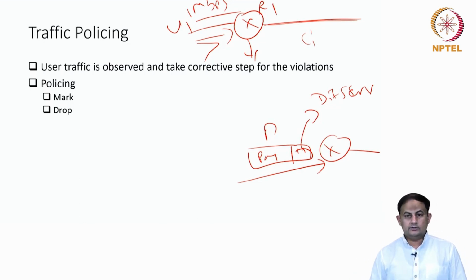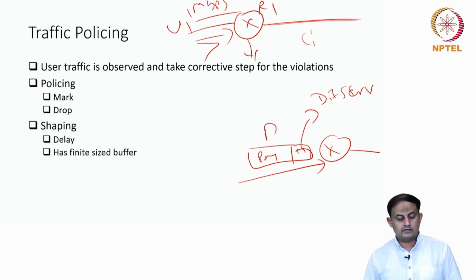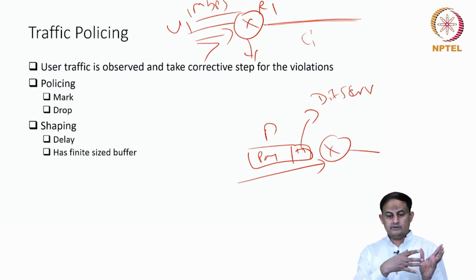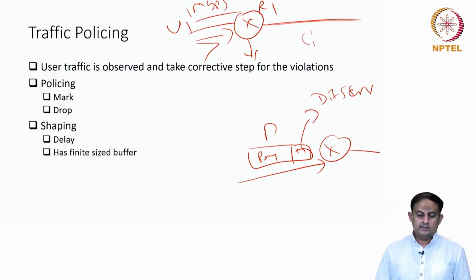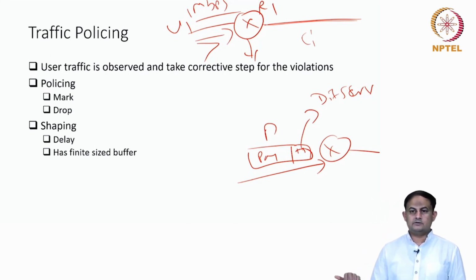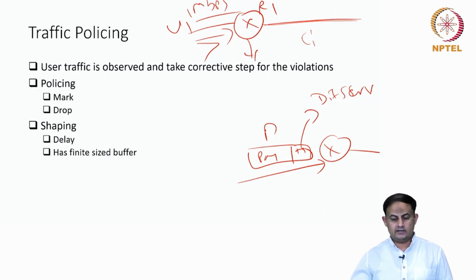So, that is how the policing action is done, primarily to take corrective action. The corrective action here is to drop or mark. When receiving, I mean when router R1 is receiving packets from user U1. So, when one router is sending packets to a second router, there might be an agreed upon rate at which router R1 is supposed to send to R2.